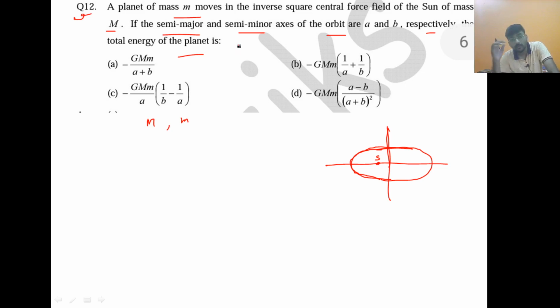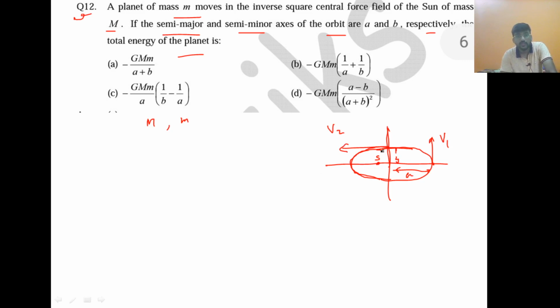A planet of mass m moves in the inverse square central force field of the sun of mass capital M, with the major axis and minor axis of the orbit being A and B respectively. Then find the total energy of the planet. So this will be A and this will be B. Let the velocity at this point be v1 and the velocity at this point be v2. So we have to find the total energy.